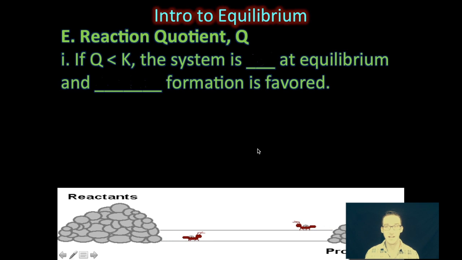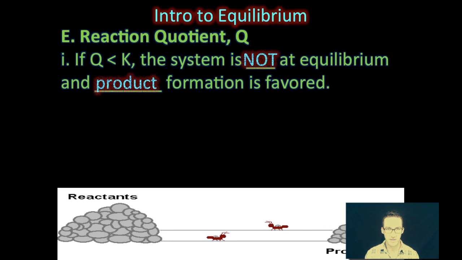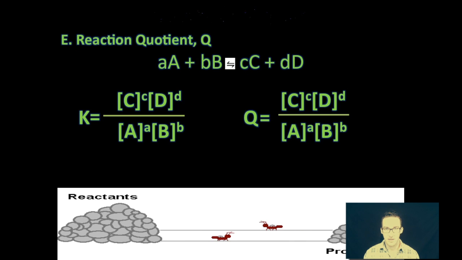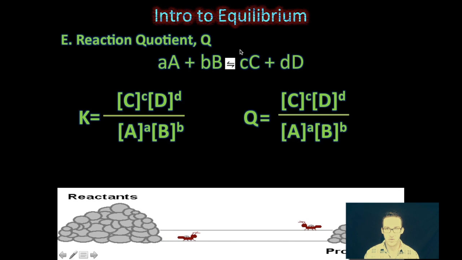Now, what does this tell us about the reaction? Well, if Q is less than K, we are not at equilibrium, and we are going to favor product formation. So as we look at this general reaction here, I'm going to have my equilibrium expression, K, on the left, and my reaction quotient on the right.